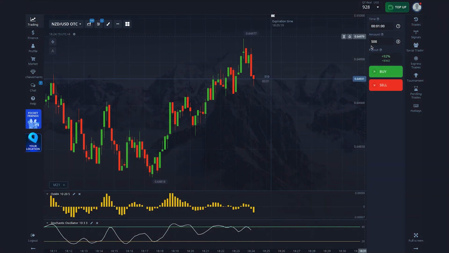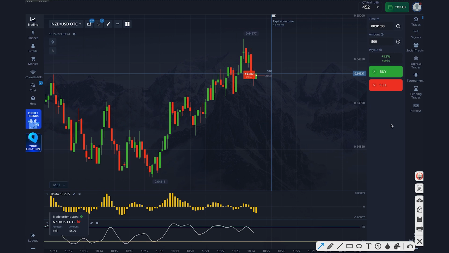I start with a confident movement in the market. Expiration is 1 minute. I open a trade to sell for $500. Now, I will tell you how to work with this strategy to quickly find entry points and understand the logic of the signals. It's really simple.